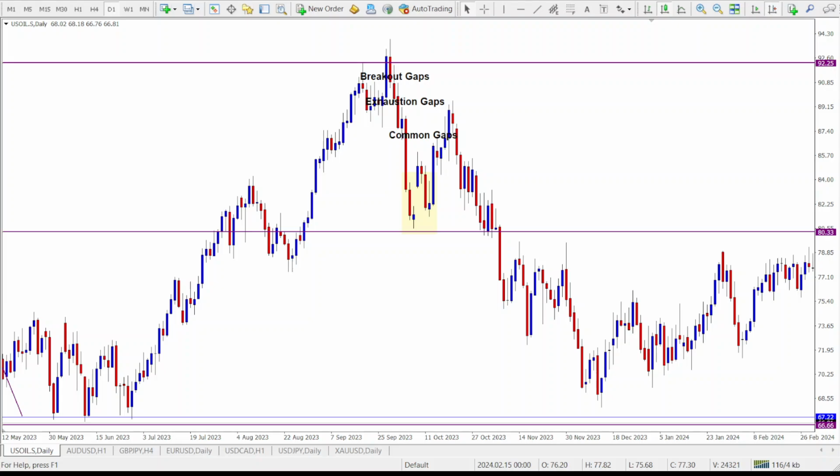Okay, so each type of gap tells a different story, and knowing how to identify and measure them can help you make smarter trading decisions. Okay, now let us get into the practical part, measuring gaps.